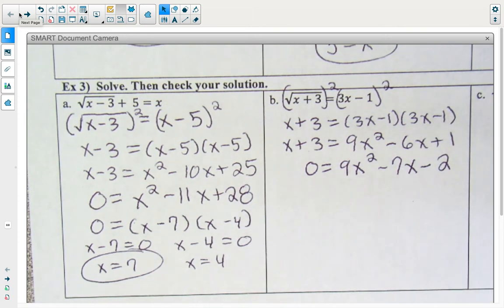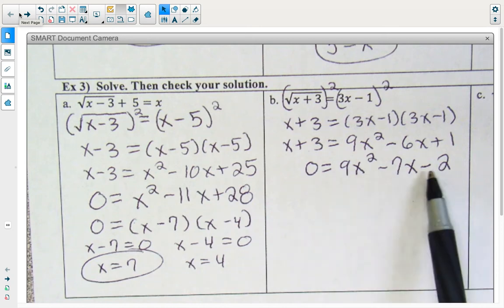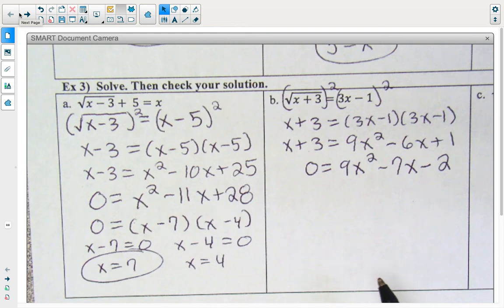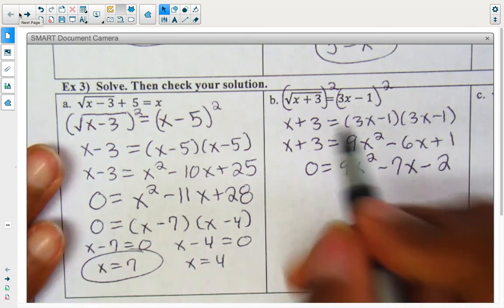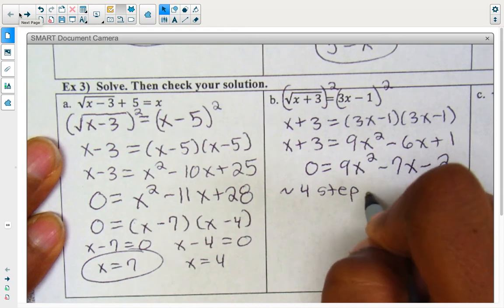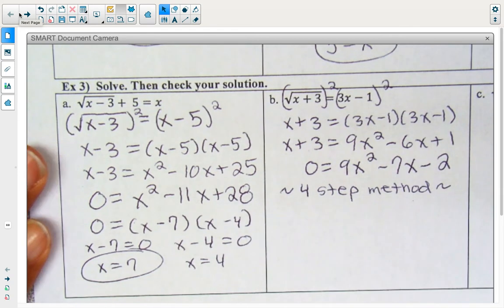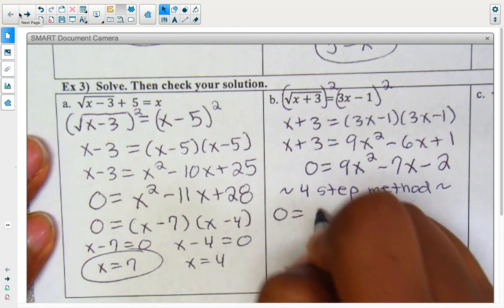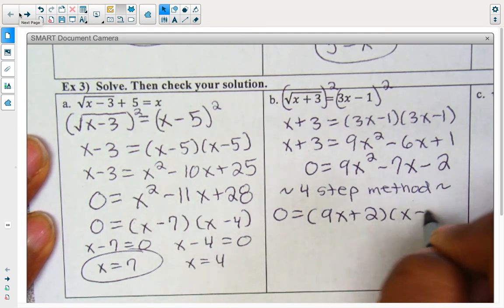From here, I'm going to factor this. This is the 4-step method from a couple of weeks ago. Multiply the first and last number. Factor like normal. Divide by the first number, and then get rid of fractions. So you're going to have to go through the 4-step method for this problem here. So let me put a little note here, 4-step method. When you do the 4-step method, your factors should be 9x plus 2 and x minus 1.